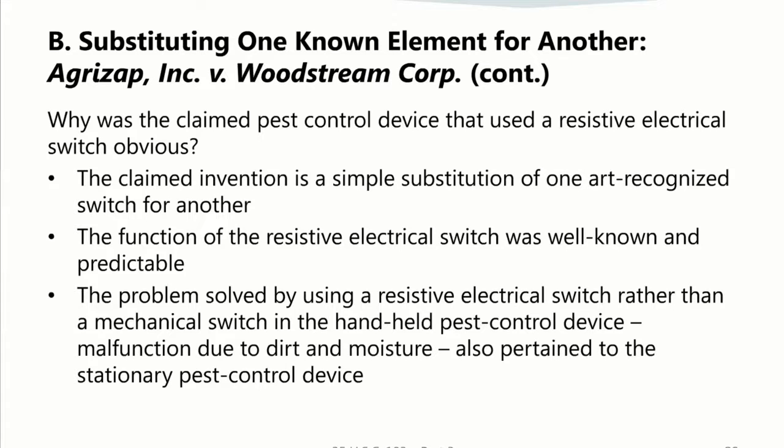It was obvious because the claimed pest control device was a simple substitution of one switch for another. Both switches were known in the art. The resistive electrical switch was well known and predictable in the art. The use of the resistive electrical switch rather than the mechanical switch used in the handheld pest control device solved the problem of malfunction caused by dirt and moisture. This problem also pertained to the stationary pest control device. Thus, the substitution would lead to the predictable solution.